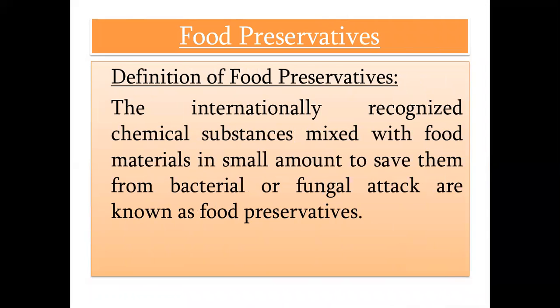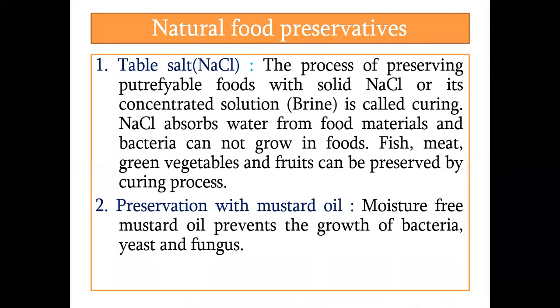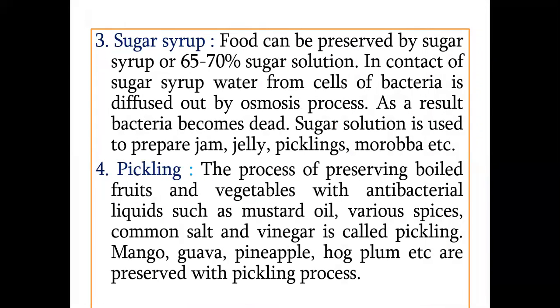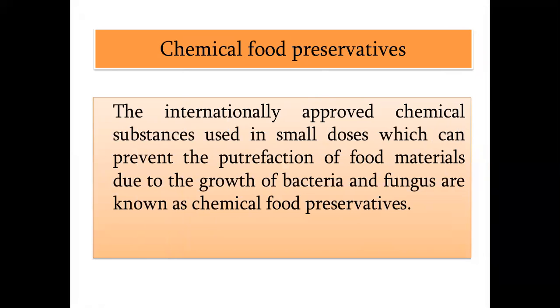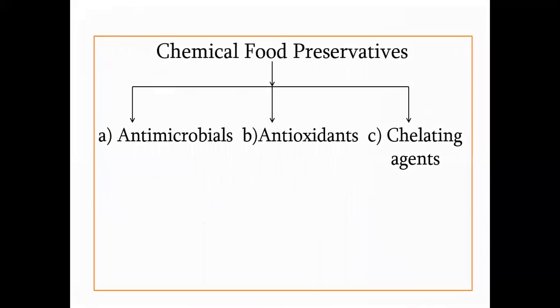What are food preservatives? The chemical substances that are used to preserve food for a long time without changing the food quality are known as food preservatives. This is a classification of food preservatives: natural food preservatives and chemical food preservatives. Natural food preservatives may be table salt, mustard oil, sugar syrup and pectins. Chemical food preservatives may be antimicrobial agents, antioxidants, chelating agents.